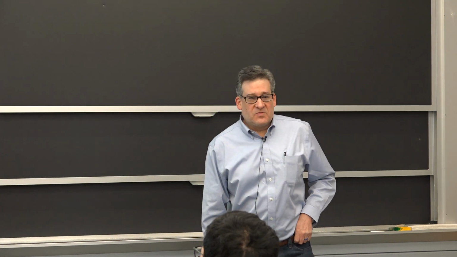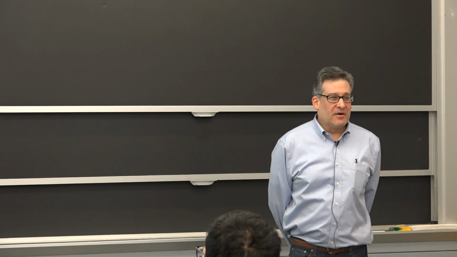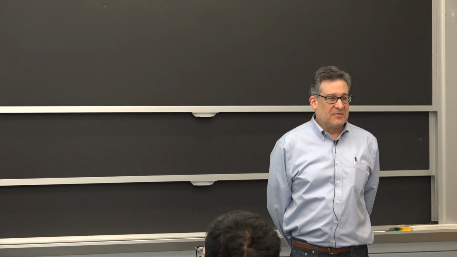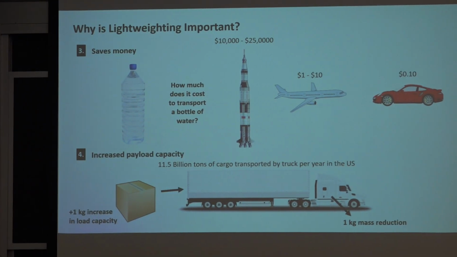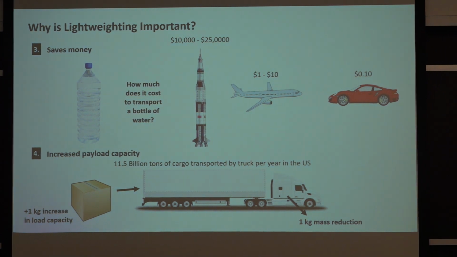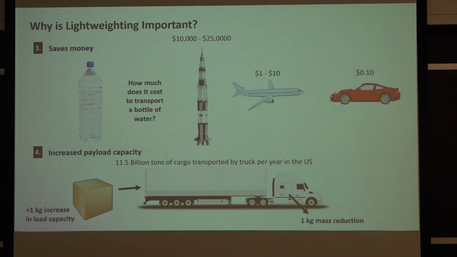Okay, money. Saves money. A bottle of water weighs about a pound, 2.2 kilograms. Did I get that right? I'm sorry, a bottle of water weighs about a pound. The amount of money it takes to send that up to the International Space Station, the ISS, is somewhere between $10,000 and $25,000 to get that one bottle of water up there. It's pretty crazy.